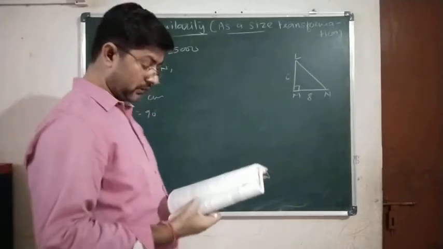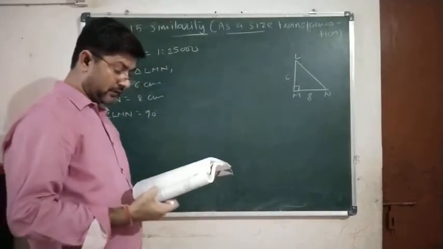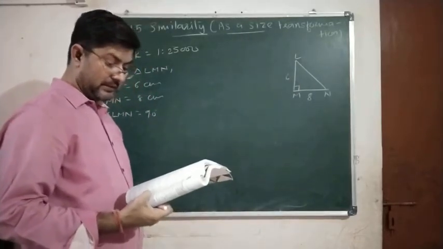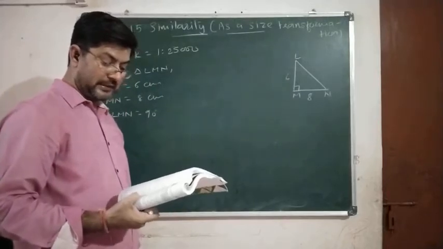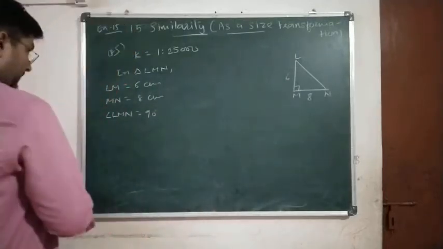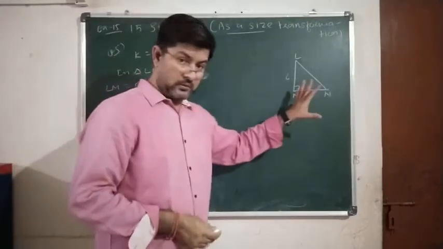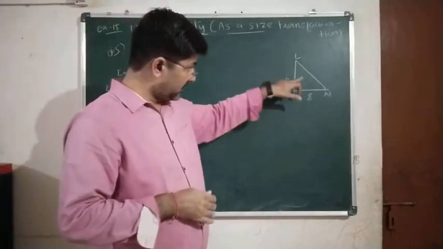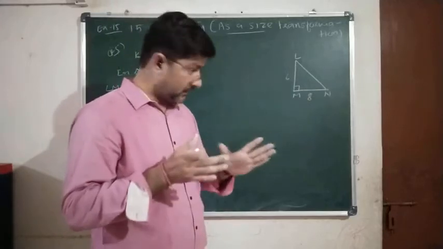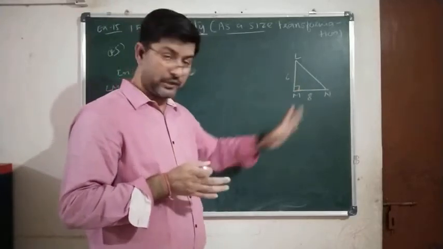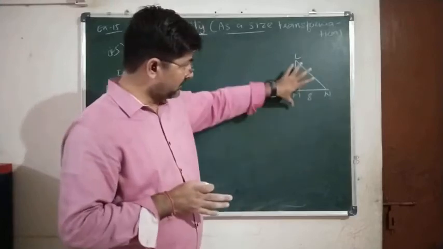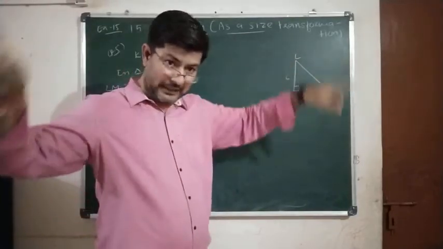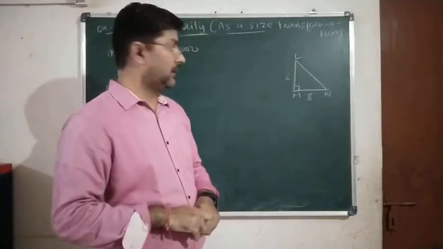So let us calculate the two things, because we have to find the actual area and the actual length of MN and LN in kilometers. This is the plot, but it is on a map. A right angle triangular plot is there. Yes or no? This is only a map, but we have to find the actual length.